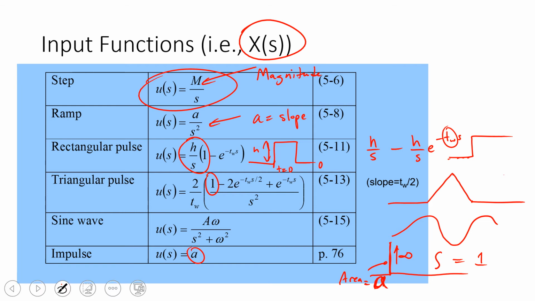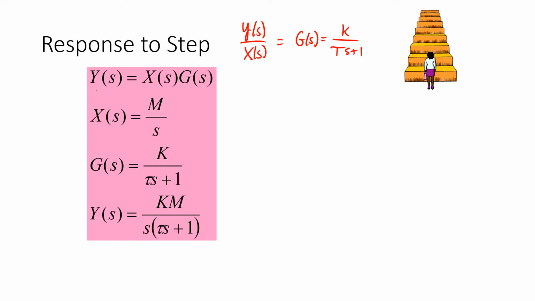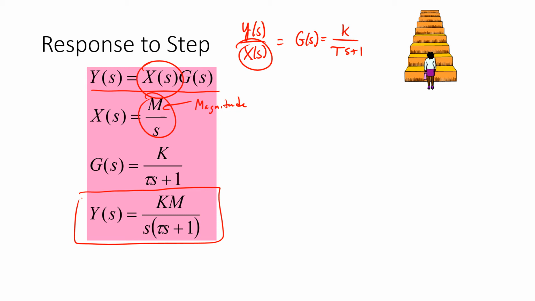Okay, so let's just review a response to a step. We have this transfer function, which is y of s over x of s equals g of s. And in this case, maybe this g of s is k over tau s plus 1. Just rearranged, this is what y equals, and then we can plug in whatever we want for the input x. So let's say x is just going to be a step, which has magnitude m over s. Again, m is just the magnitude of that step, and then y of s is going to be this signal right here.